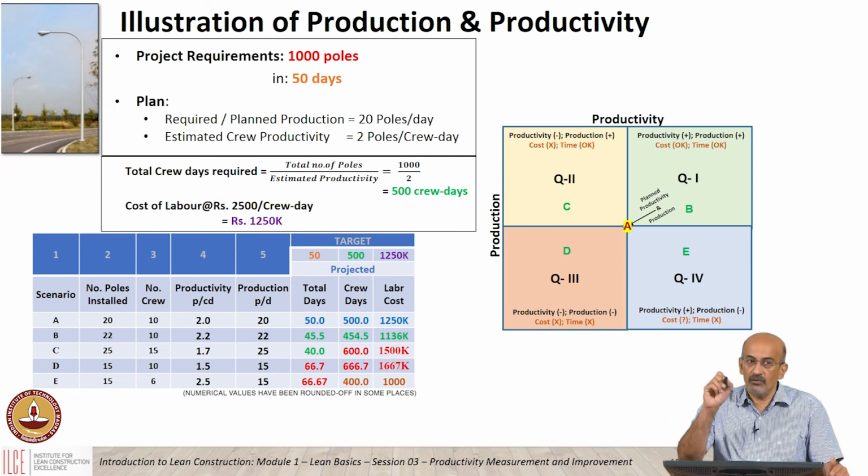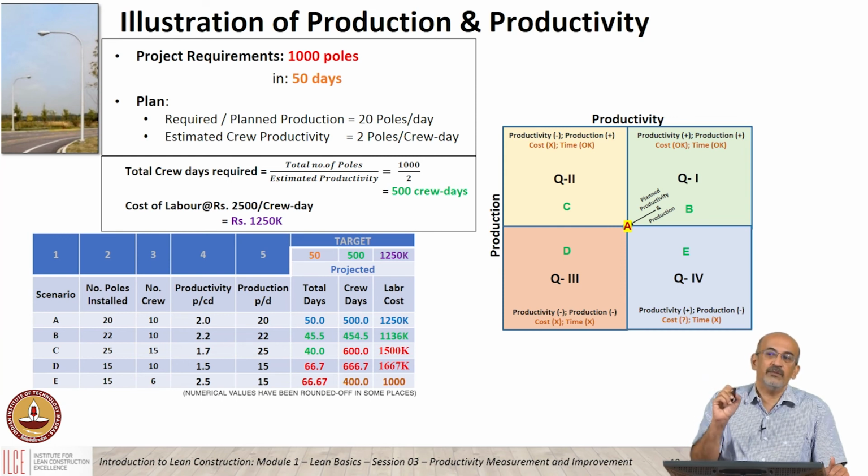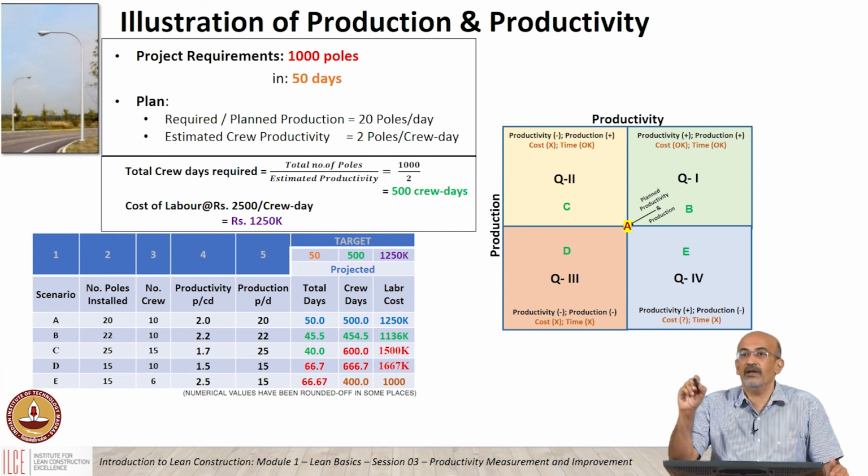Ultimately you have to keep track of both. So which is easier to keep track of? Production. Production is easier to keep track of. So we do tend to measure and control production because it's easier to keep track of, but we miss productivity in the process. And as a result, we are not able to control cost.